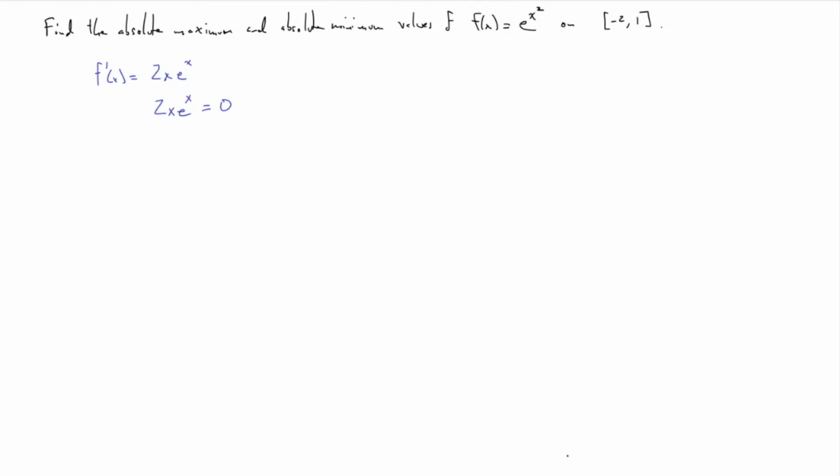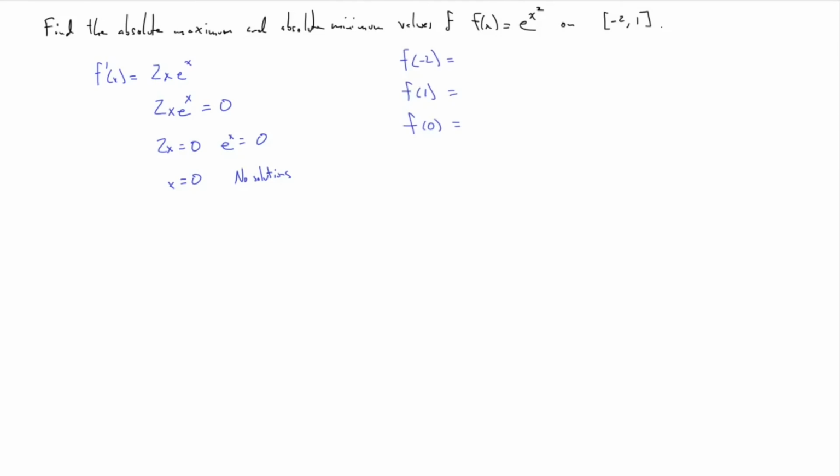Critical points occur where this function is equal to 0 because it's differentiable everywhere. And when you multiply two things together and get 0, the only way that can happen is if one or the other of them is 0. And so this breaks down into either 2x is 0 or e to the x squared is 0. Well, 2x is 0 when x equals 0, and e to the x squared is never 0. There is no real number x that you can raise e to get 0, so there's no solution to e to the x squared equals 0, meaning that our only critical point is at x equals 0.